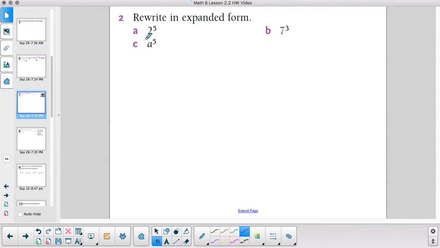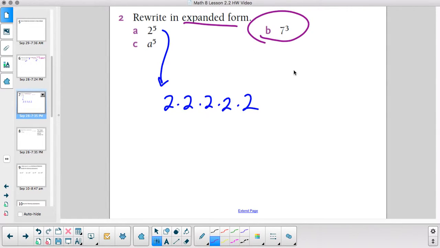Now we're going to do the opposite. 2 to the 5th, how do we write that in expanded form? Well, that's just five 2's. And sometimes expanded form can be really helpful. Like in this question, I would probably use expanded form to solve it.